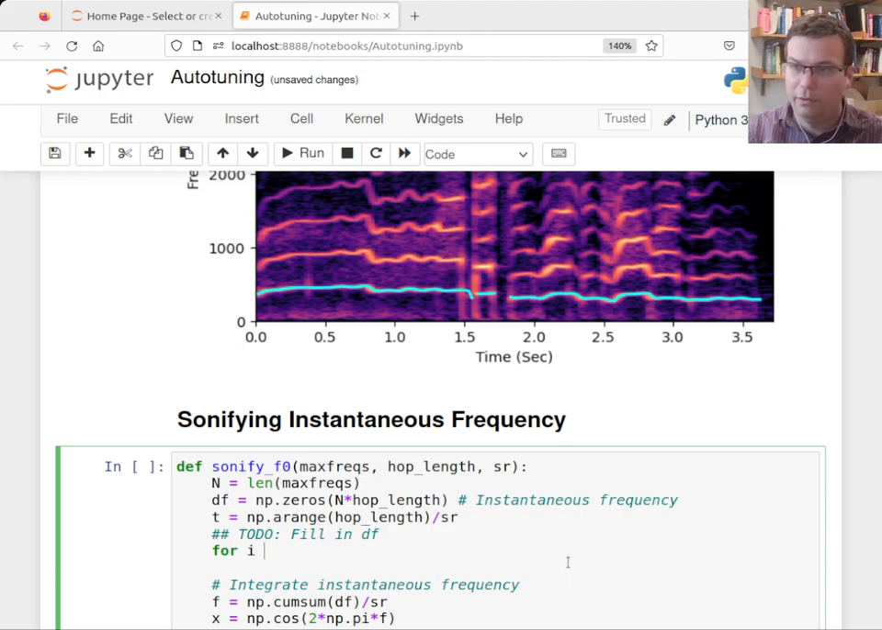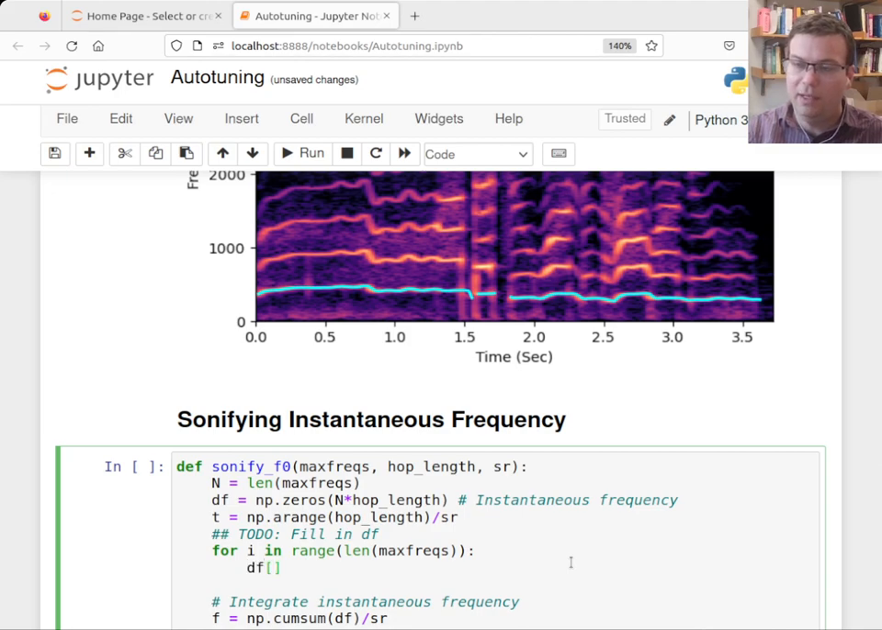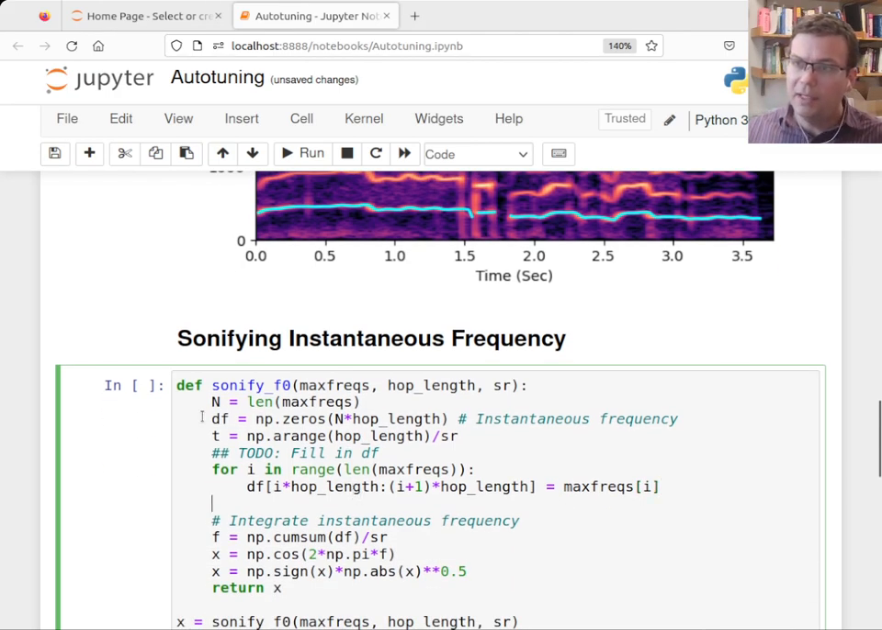So what I'll do is I'll loop through all the frequencies, and then I will say, all right, let's make the instantaneous frequency from sample i times the hop length to sample i plus 1 times the hop length be whatever that frequency was at index i. And so that's the instantaneous frequency. Now, of course, remember when we talked about chirps, we have to integrate this to go back to an actual sinusoid that changes frequency over time. And so this is just a numerical integration here, like I showed back in module 3 or 4.